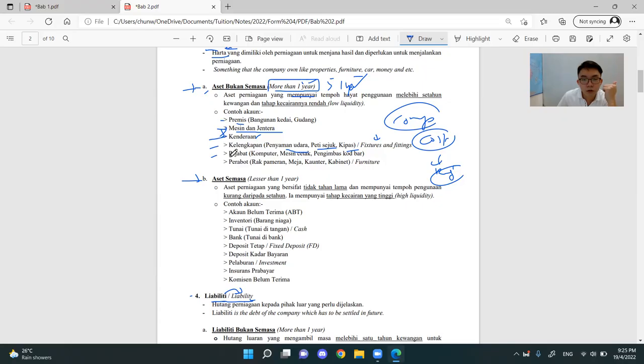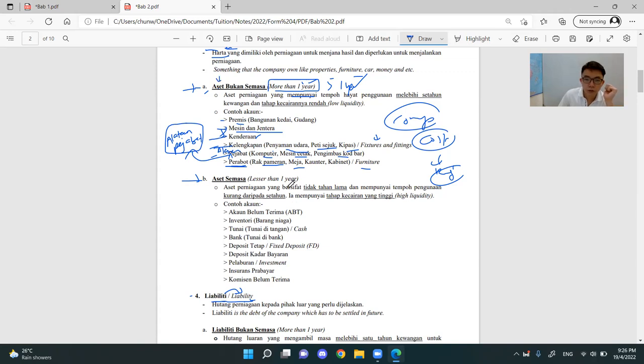Okay, then, oh sorry, add the term alatan pejabat. Let me write properly. Alatan pejabat. Right, so these are the alatan that we're going to use in the office. Contoh, the computer, the machine cetak, the printing machine, and so on. Alright, so all these will be in the alatan pejabat category. You need to know this term because when you see a computer, we are going to use the term alatan pejabat. And computer, more than a year, so aset bukan semasa. Perabot, your rak pameran, your meja, your sofa, cabinet, all this, your furniture, we call it a perabot. Alright, and it's more than a year, therefore it is under aset bukan semasa.